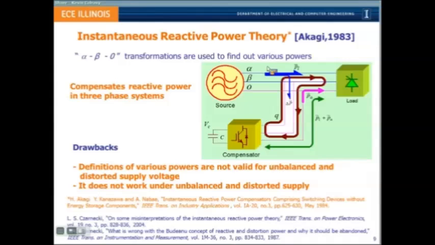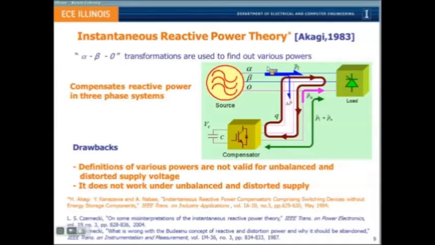I haven't given the equations for active power and reactive power. Active power is defined as V alpha I alpha plus V beta I beta, and reactive power is defined as V alpha I beta minus V beta I alpha. This is the understanding in the transformed domain.